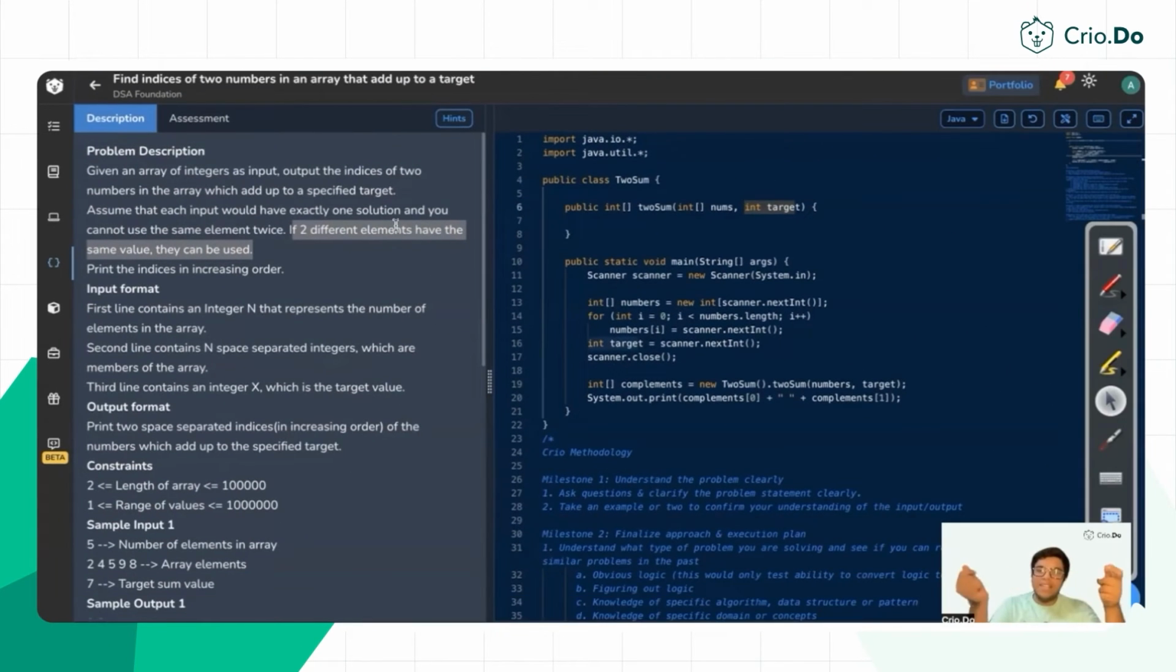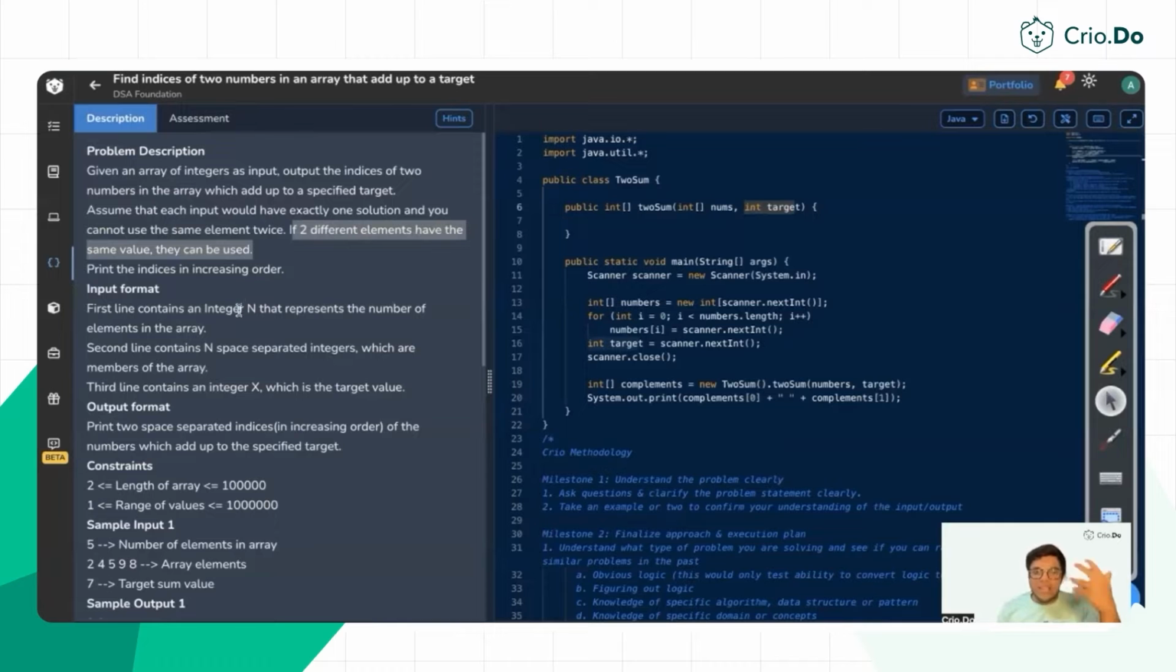It means if, let's say, at the 0th index as well as the first index, both have the same value, then I can consider a pair with the 0th index and first index, even though they have the same value, because the indices are different. So we do not need to maintain uniqueness on the values. We need to maintain uniqueness on the indices. Whichever two indices we pick, both those indices should be different. They should not be the same.